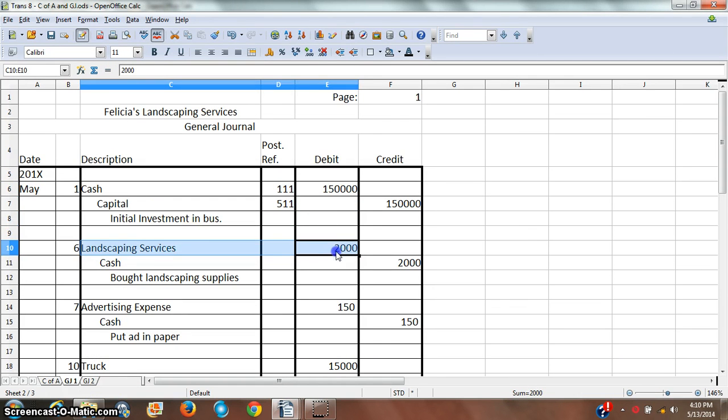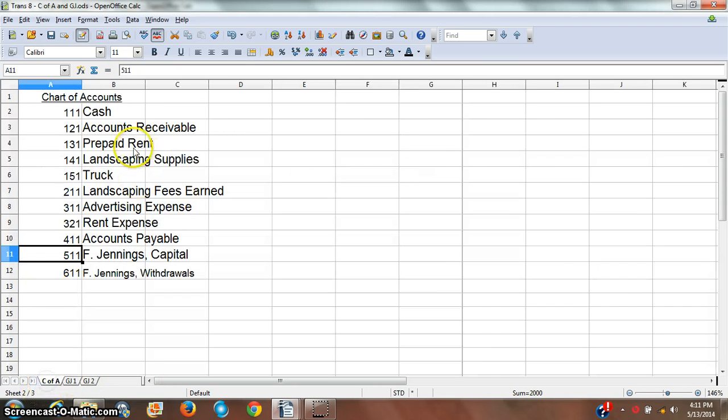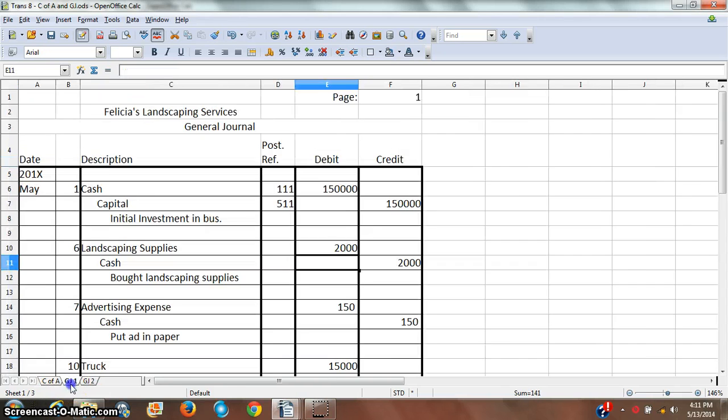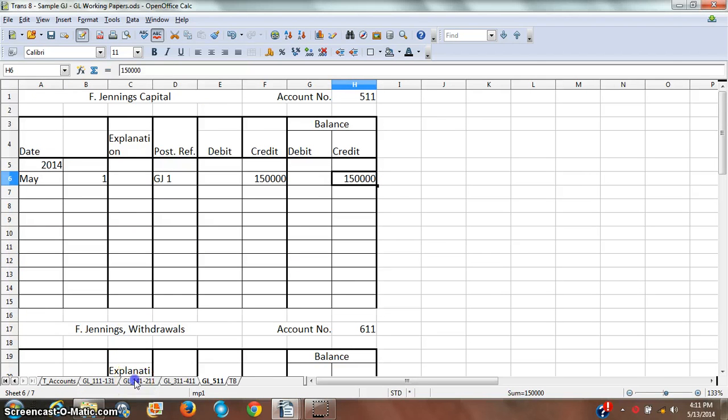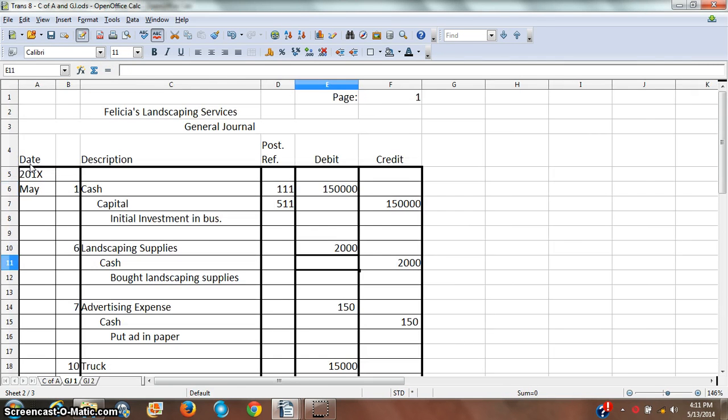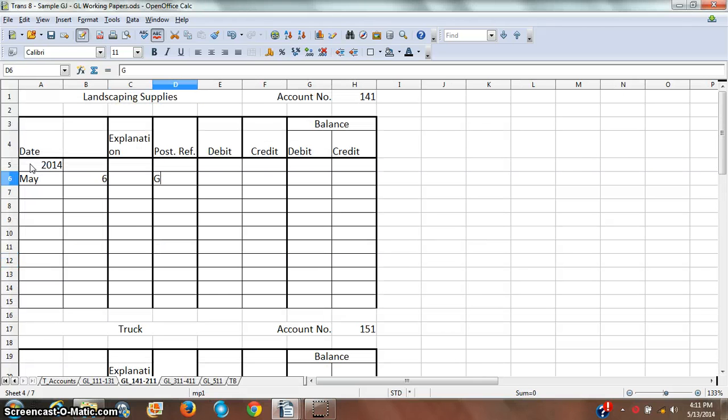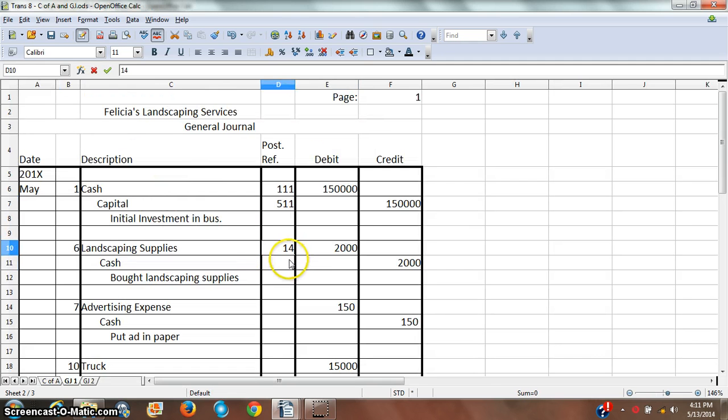Next I need to do landscaping supplies, and this really should be supplies rather than services. Landscaping supplies, $2,000. Cash goes out, down $2,000. Now I'm going to post this. Landscaping supplies, account 141. Come over here. There's account 141. The date is May 6, and no explanation. General Journal, page 1. Debit of $2,000. And over here, I'll put the posting reference 141.